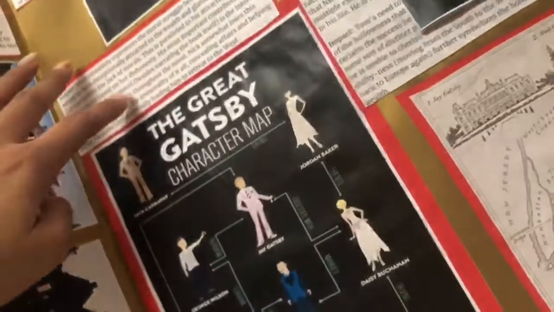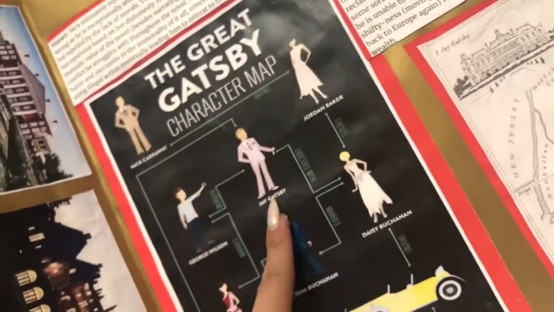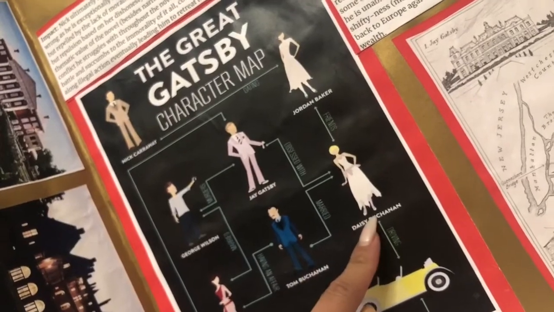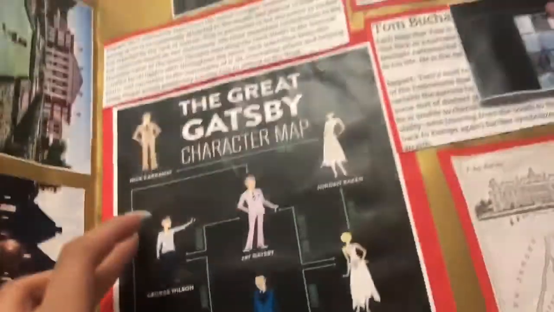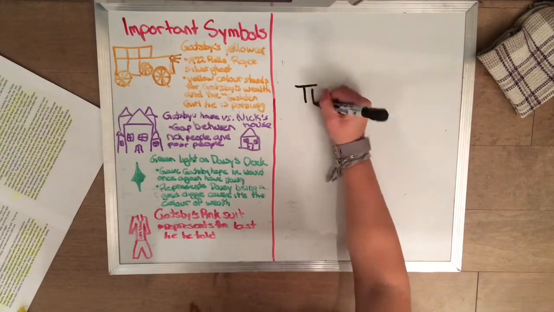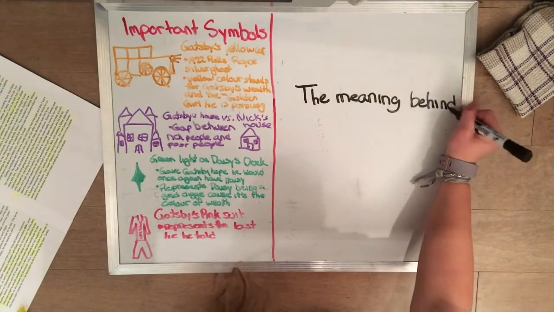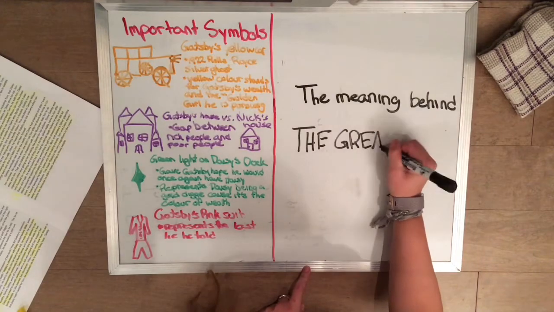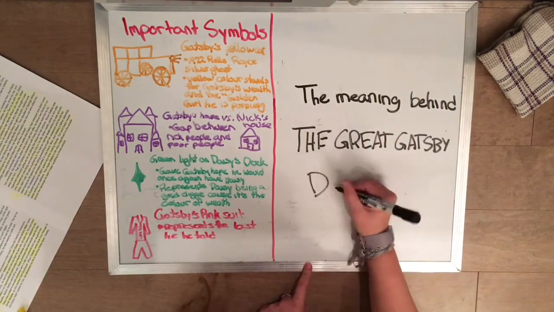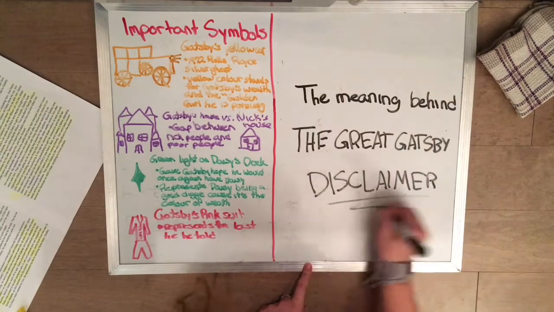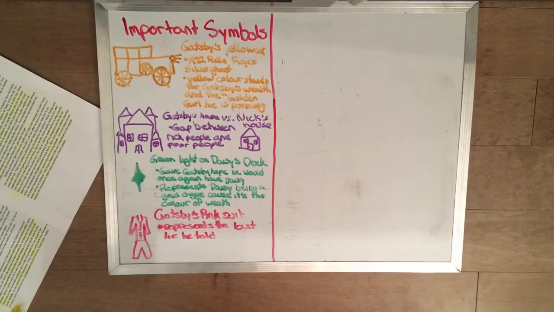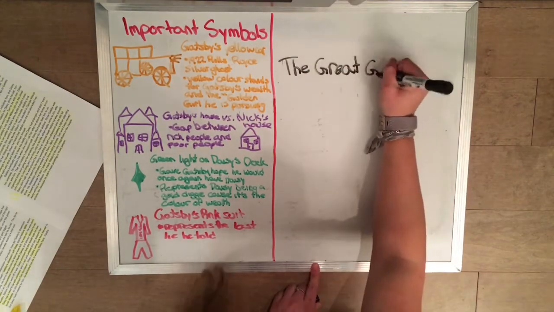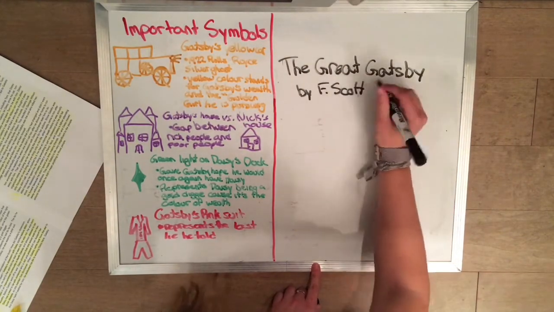So this was the Great Gatsby character map. So this is Gatsby, Tom, Daisy, and Jordan, and we have Nick Carraway over here. This is what Addie and I translated as the meaning behind the novel The Great Gatsby. Important symbols are to the left, and what I will be talking about is going to be to the right. Disclaimer, this is just our interpretation, and just don't get mad at us. If you have your own interpretation, that's fine.